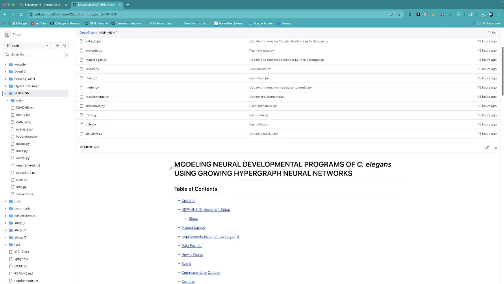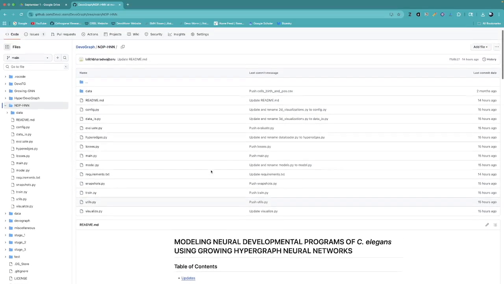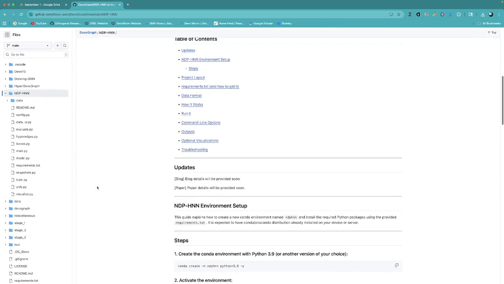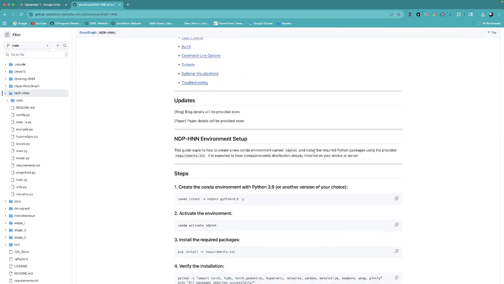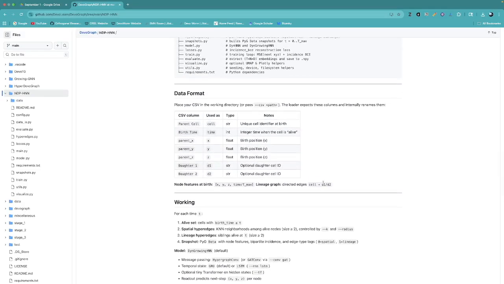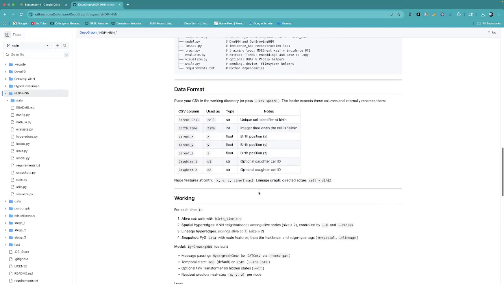Paki Vanchalia did the work on neural developmental programs, so thanks to her work, he's able to move this forward. This is his repository. Looks like you can clone the repository and set the environment up. You have to specify your data format. This is the way he has the data set up.